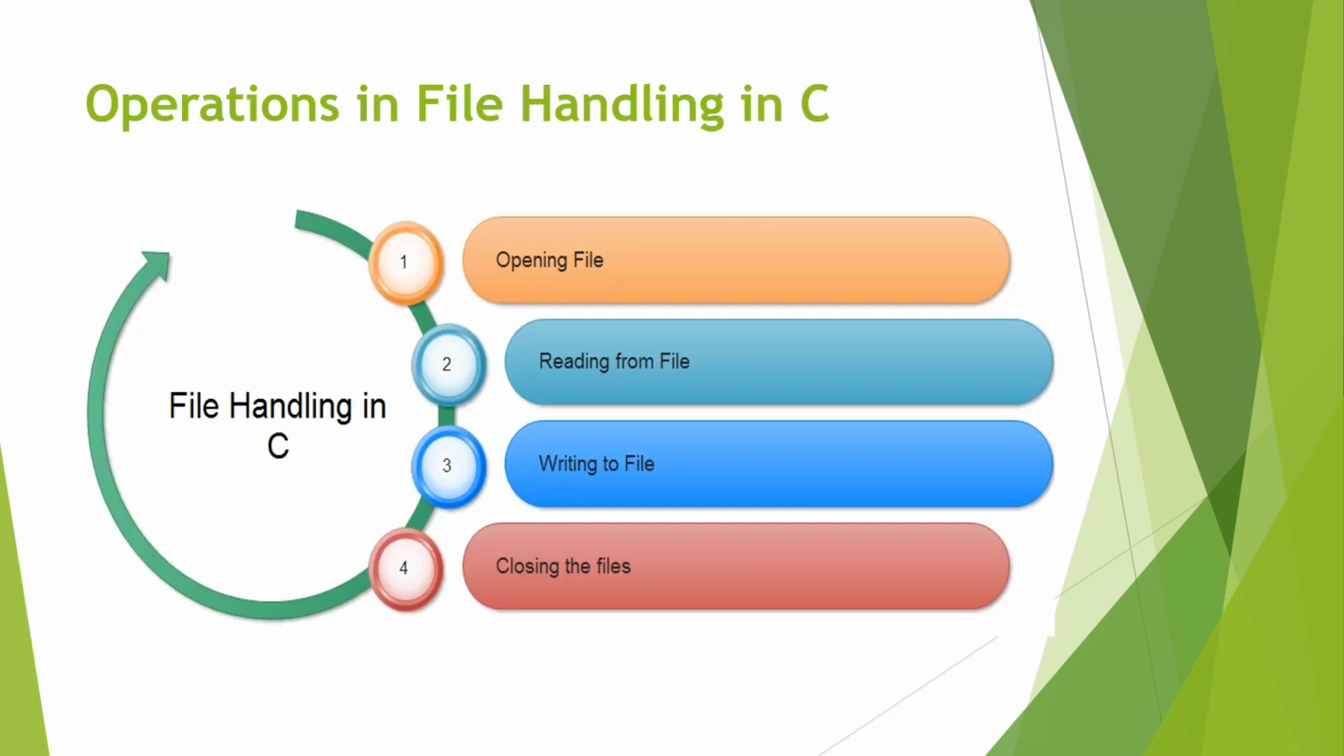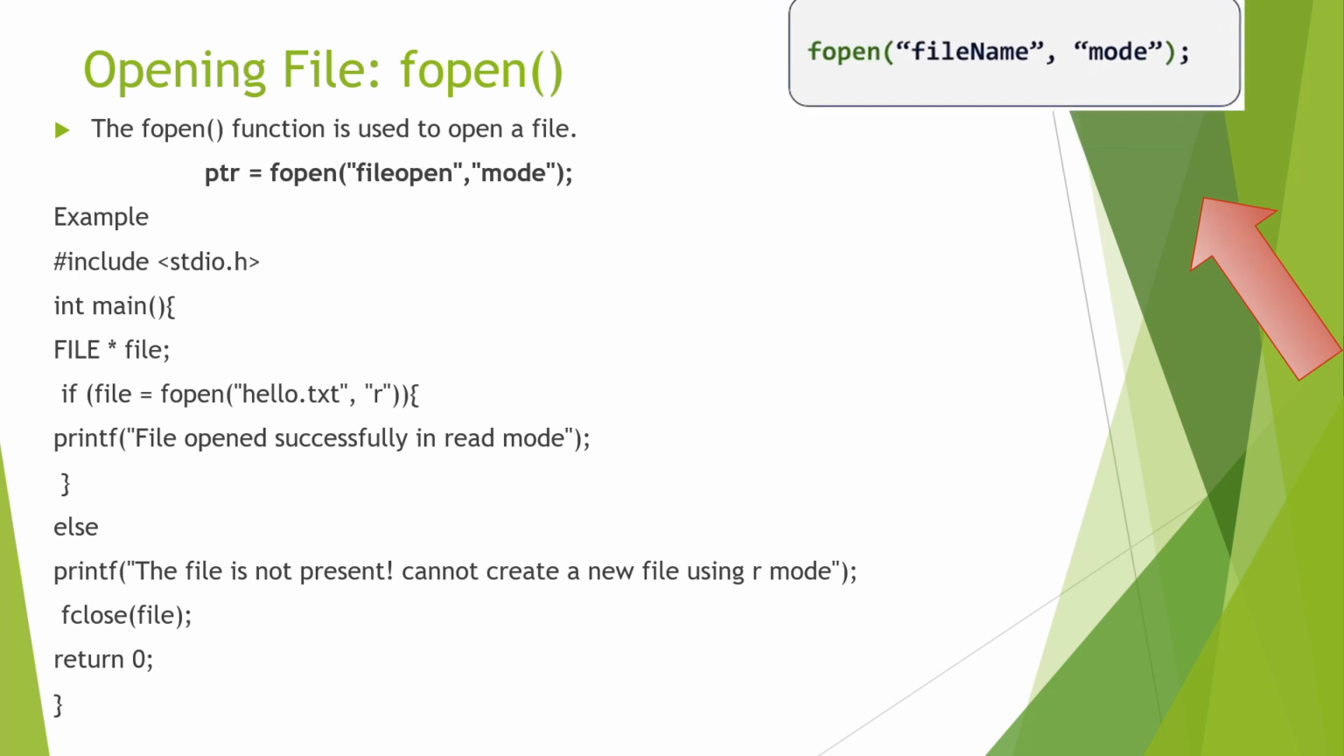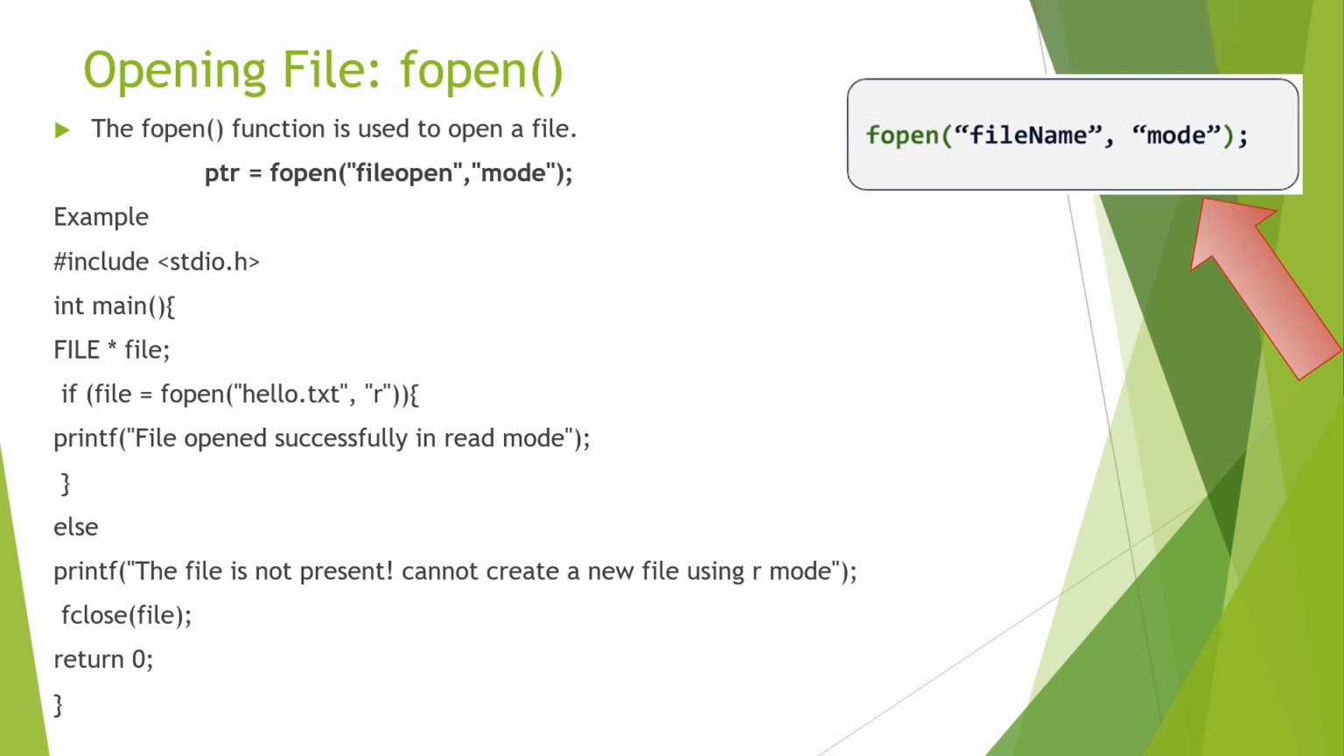Now let us see, there are four important operations. Number 1, firstly we have to open the file, then we are going to read something from the file, or we are going to write to a file, then finally we are going to close the file. So let us take an example. The first function is the fopen function.